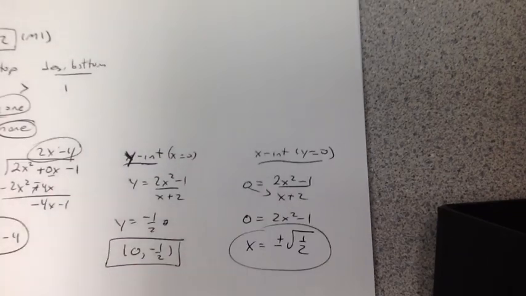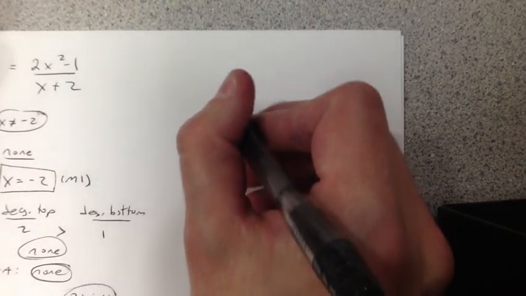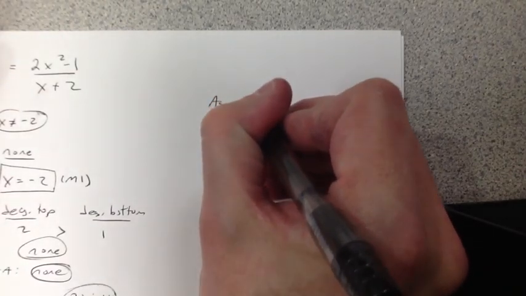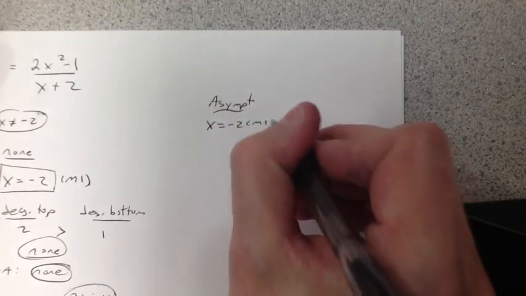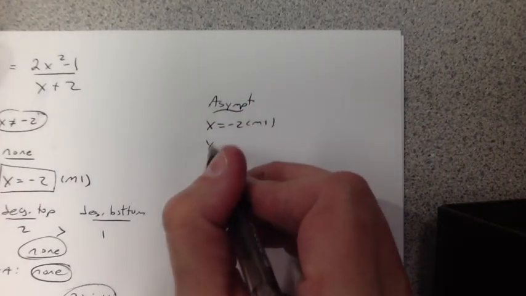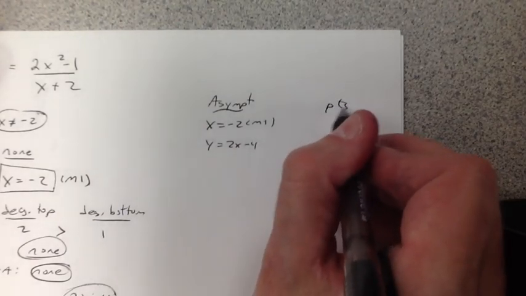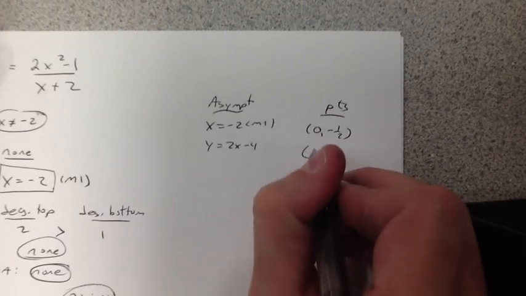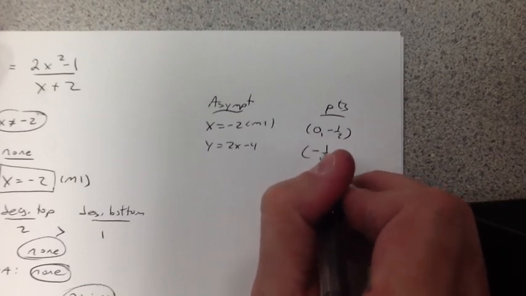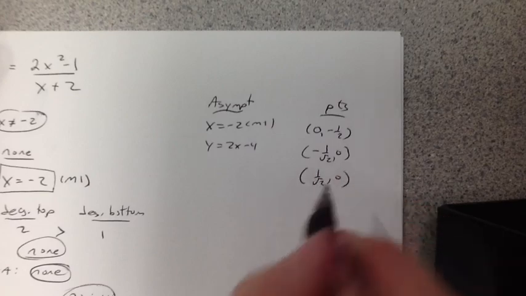So now I've got all this information. Let's graph this bad boy. Get our asymptotes. X equals -2, M1. Y equals 2x minus 4. Any points that we found along the way? 0, negative 1/2. Now be careful. Negative 1 over root 2, 0. And positive 1 over root 2, 0. That's our x-intercepts from down here.